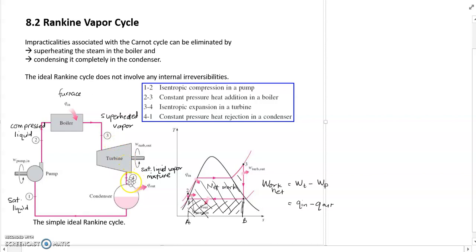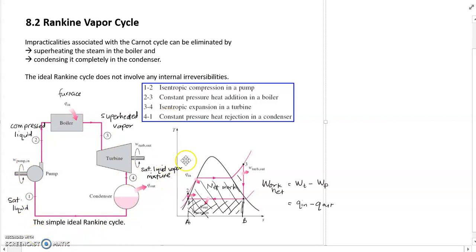at state 4. At state 4, you will have a saturated liquid-vapor mixture with a very high quality, more than 90% or 80%. Then at state 4, the saturated liquid-vapor mixture will condense at constant pressure in the condenser and leave the condenser as saturated liquid, and the cycle will repeat again.